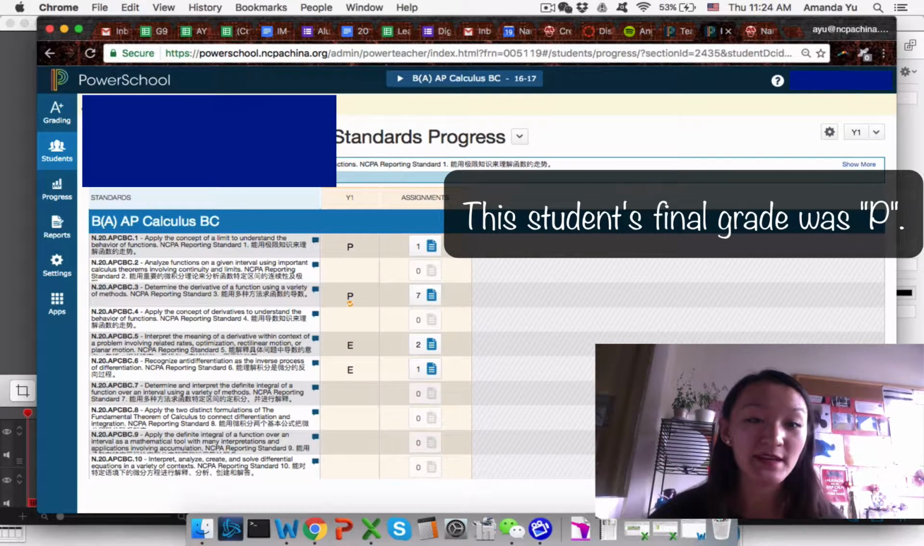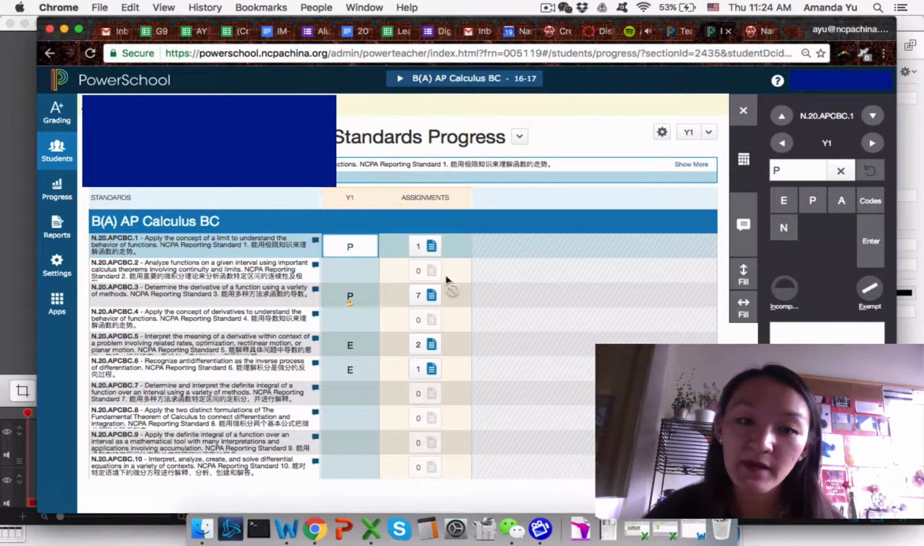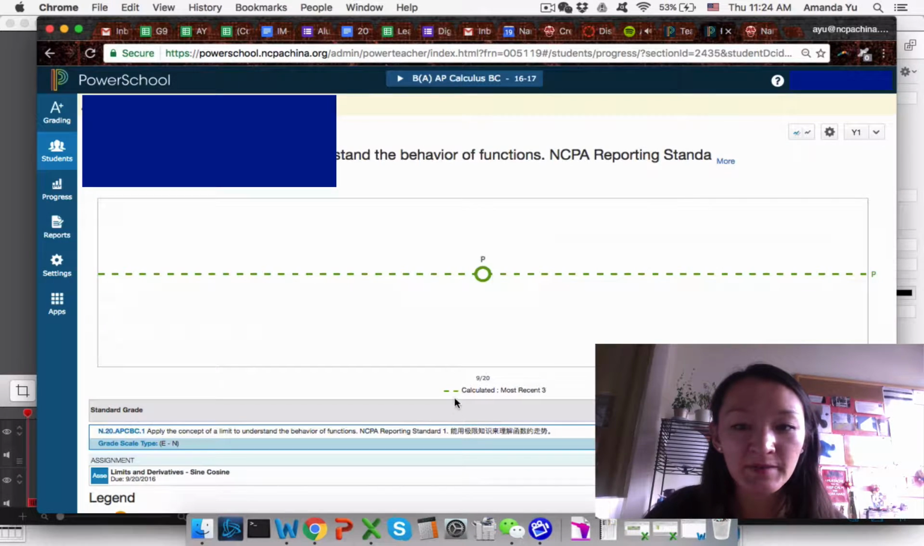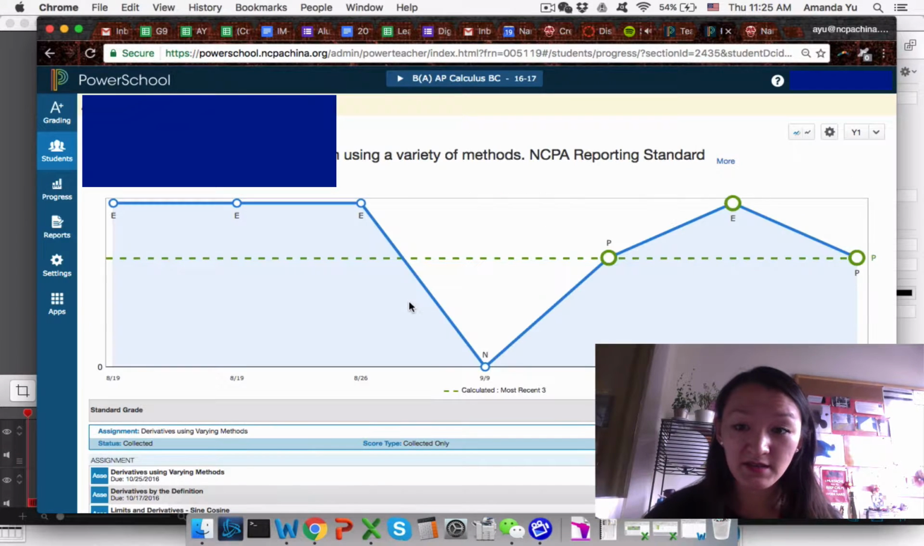So to figure this out, we need to look at the number of assignments for each standard. So we see that here, the proficient for standard 1 was a result of just 1 assignment. So obviously that assignment was a proficient grade. And now going back for standard 3, the proficient was a result of 7 assignments. And we'll see that the last 3 assessments for that standard were proficient, exemplary, proficient.